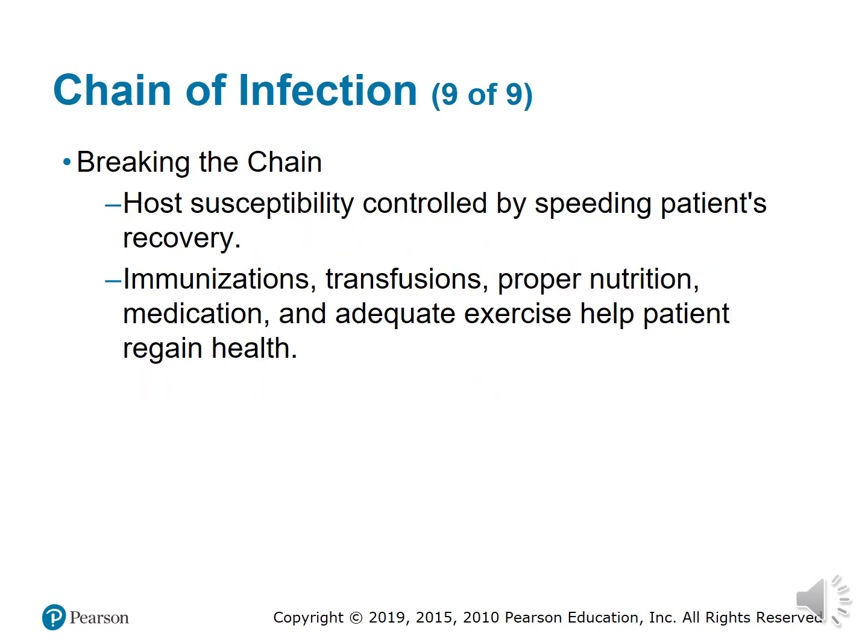All right. Host susceptibles are controlled by speeding patients' recovery. Immunizations, transfusions, proper nutrition, medication, and adequate exercise help patients regain health. And these are things that I just spoke about. How the world panicked and bought out all the toilet paper, but no one bought fruits and vegetables or vitamins to build up their immune system.